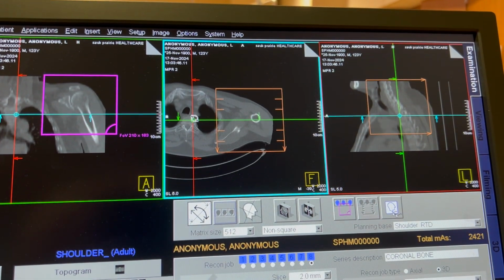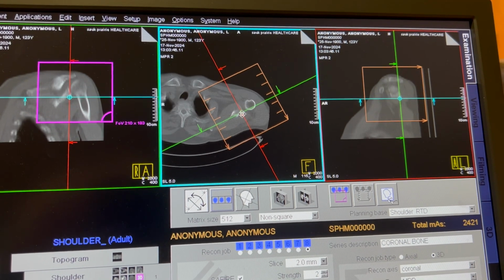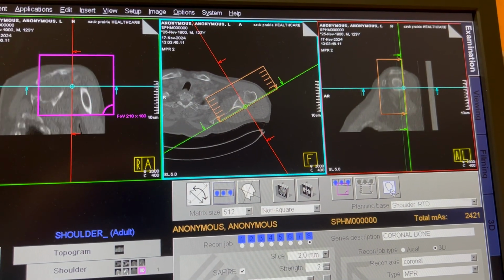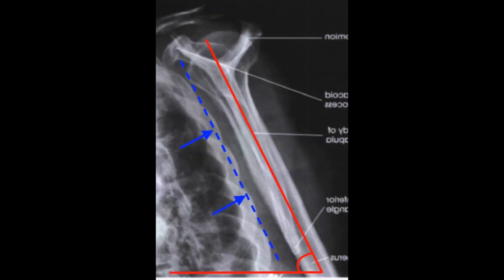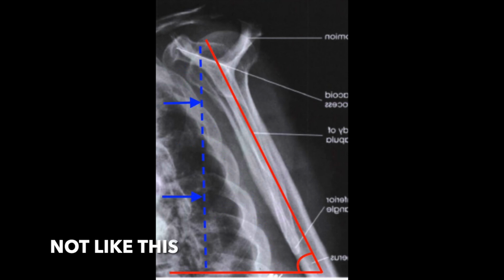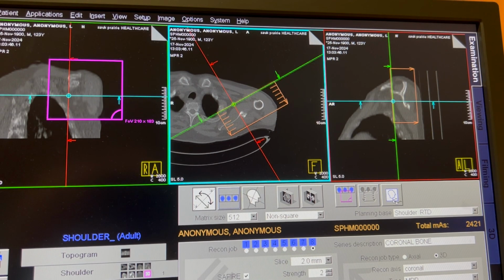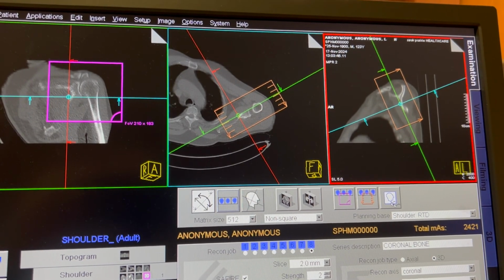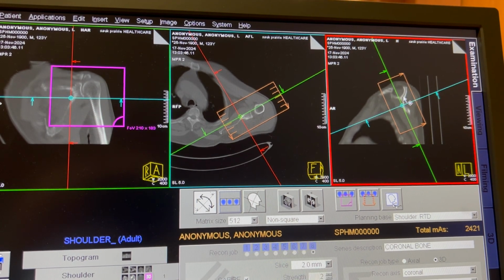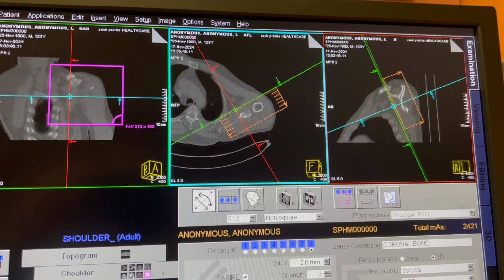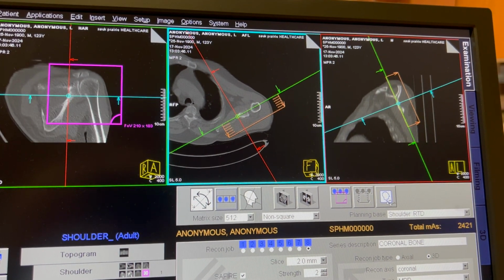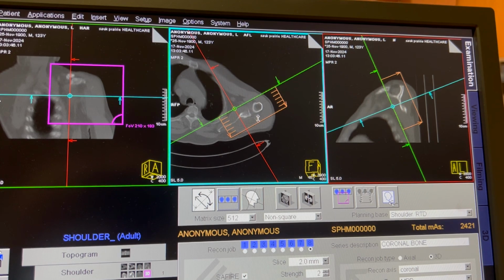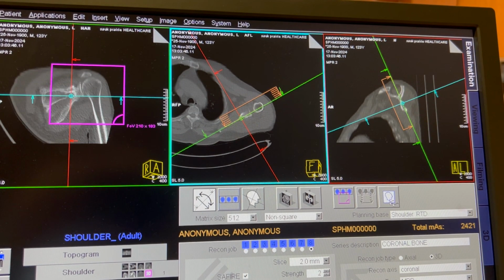Once we have accounted for the rotation of the scapula, we need to address the natural tilt of the scapula, like the anterior to posterior tilt. We want the angle of the images to match the angle of the scapula, like this. Not like this. To accomplish this on the scanner, we just need to go to the image on the right, rotate that green line so it is parallel with the scapula. This allows us to see the glenohumeral joint all in the same plane, as shown on now the image on the left.